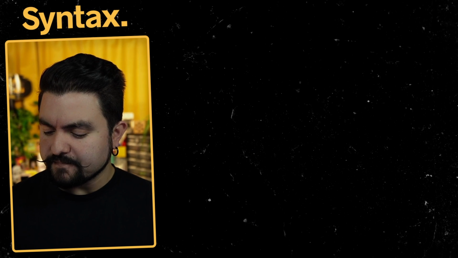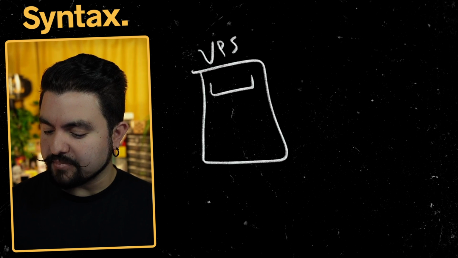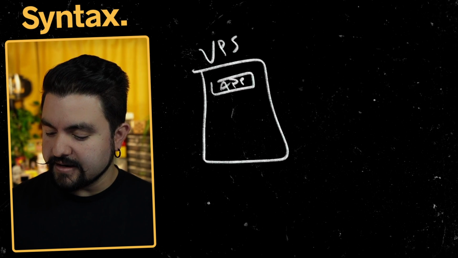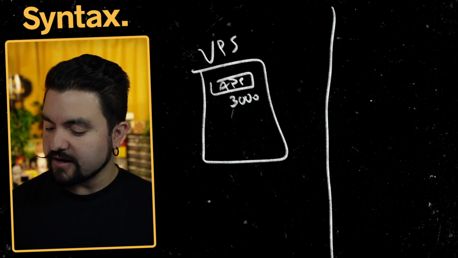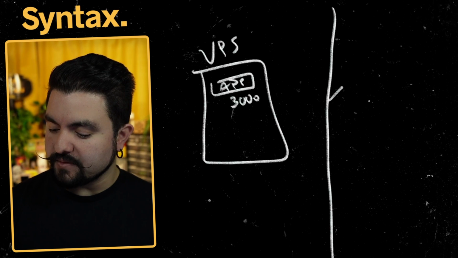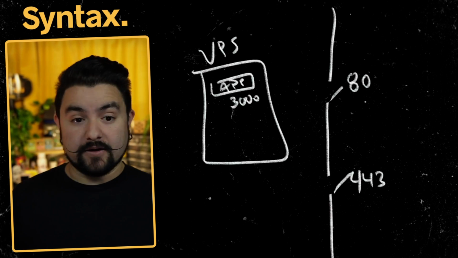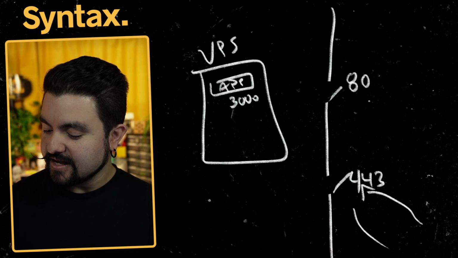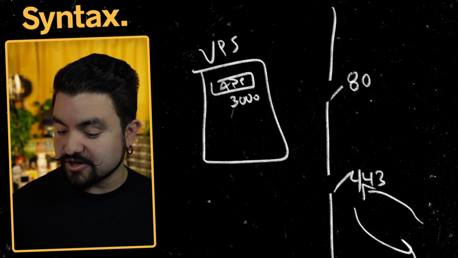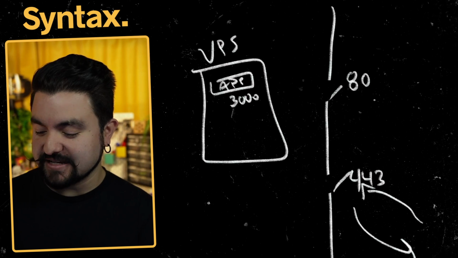So let me actually just show you a quick little drawing of what that means. Let's say you have here on your VPS an app running, and it is running on port 3000. Now, let's say you have your firewall set up, and you only open port 80 and port 443. Now, when a user comes to your site over HTTPS, and you want to serve up the app that's running on port 3000, this is what a reverse proxy can do.